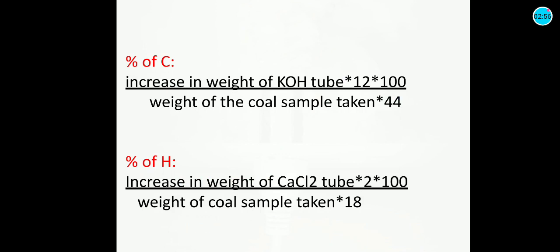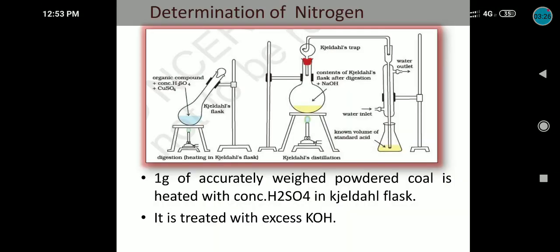Then how do we calculate the percentage of carbon? This is the formula: percentage of carbon equals increase in weight of KOH tube into 12 into 100, divided by weight of the coal sample taken into 44. Then percentage of hydrogen equals increase in weight of CaCl2 tube into 2 into 100, divided by weight of coal sample taken into 18.